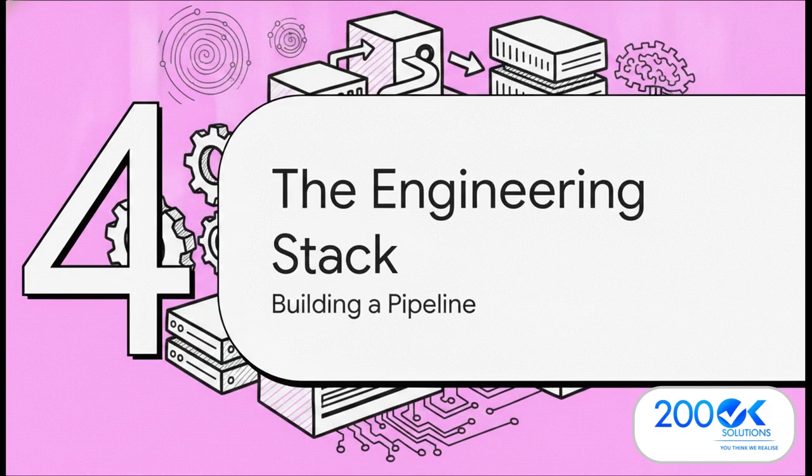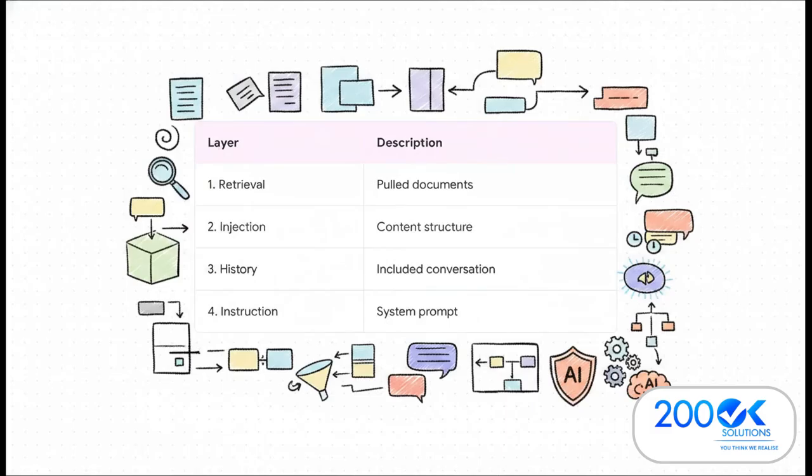All right, section 4, the context engineering stack, building a pipeline. If you're building a reliable AI product, you have to engineer 4 essential layers. Layer 1 is retrieval, pulling in the right documents with high precision. Layer 2 is injection, how that retrieved content is actually structured, ordered, and formatted to guide the model's attention. Layer 3 actively manages the history, windowing or summarizing it to resolve those contradictions we talked about. And Layer 4 provides the core instruction via the system prompt, constraints, and refusal rules.